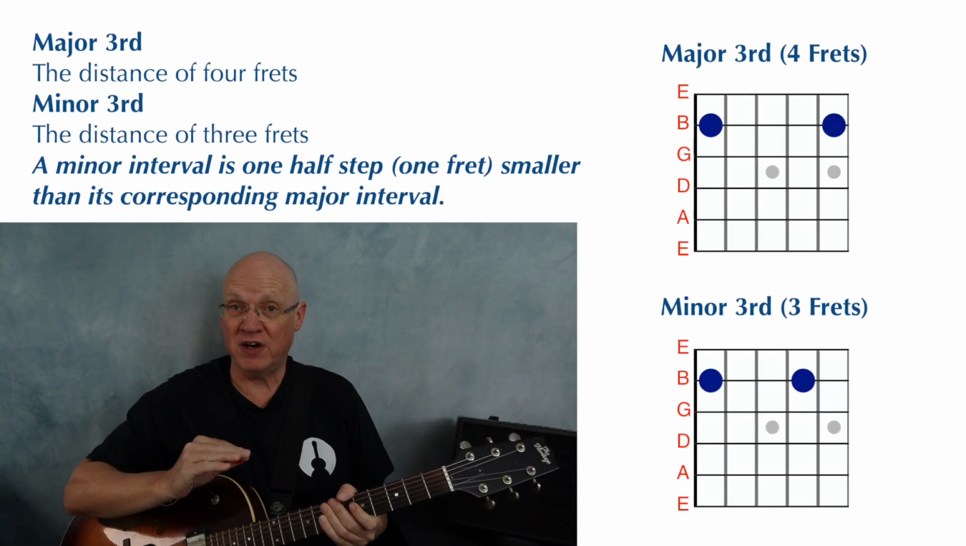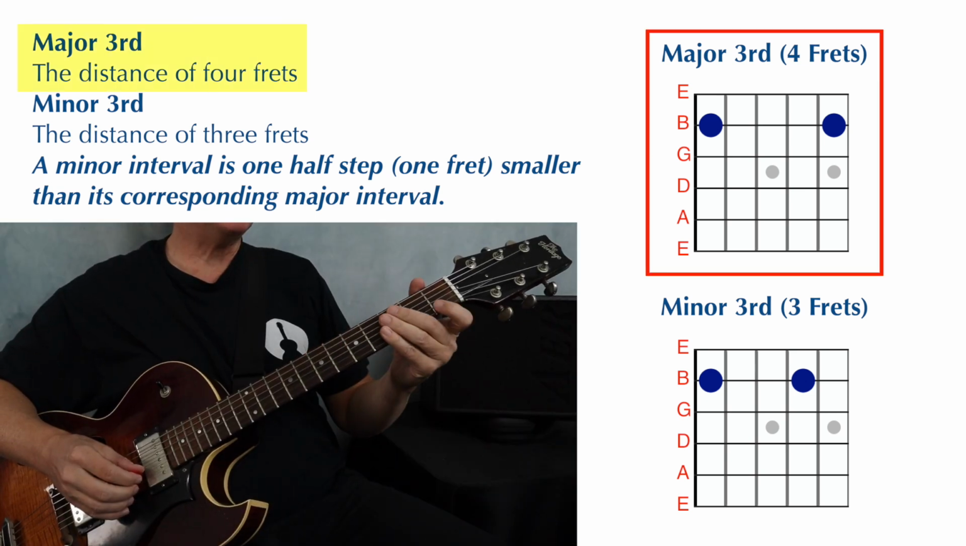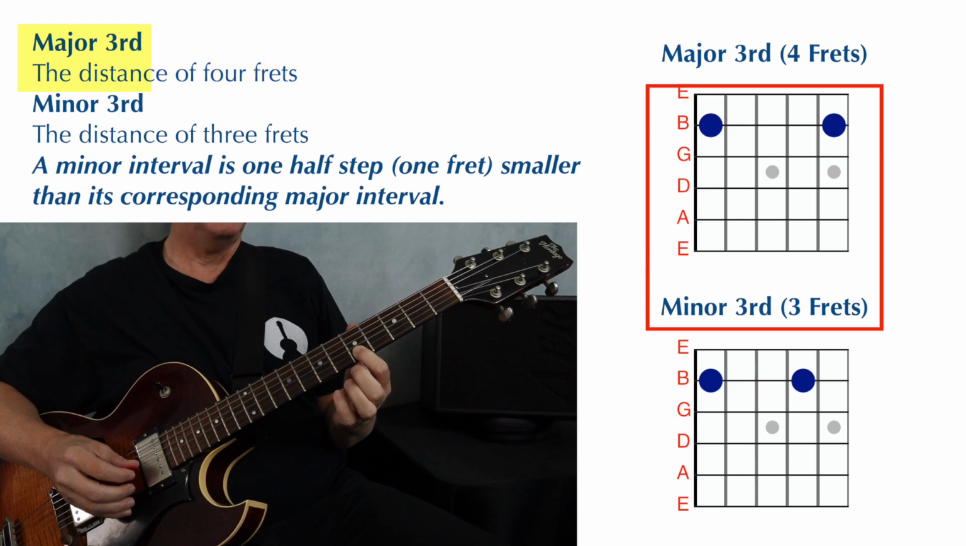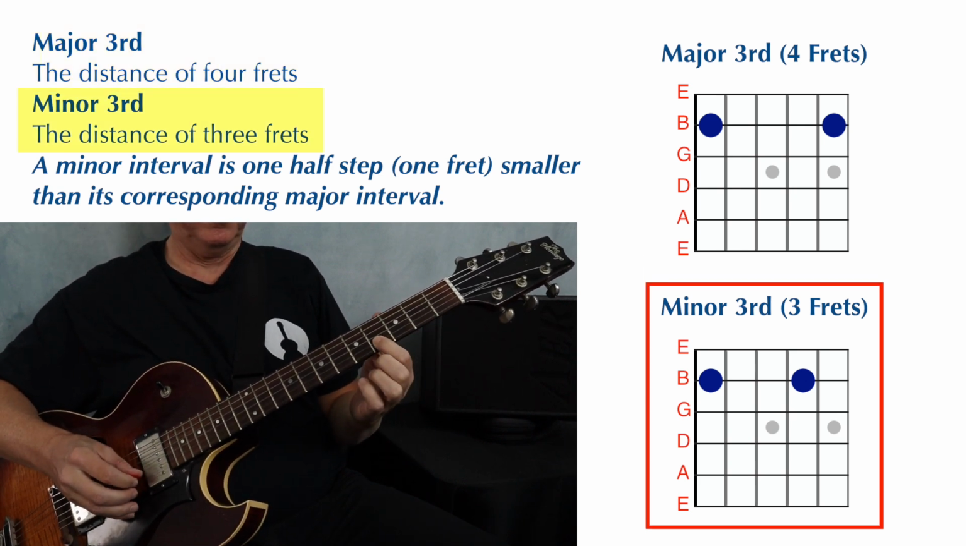You can further define thirds as major thirds and minor thirds. On the guitar, a major third is the distance of 4 frets, and a minor third is the distance of 3 frets.